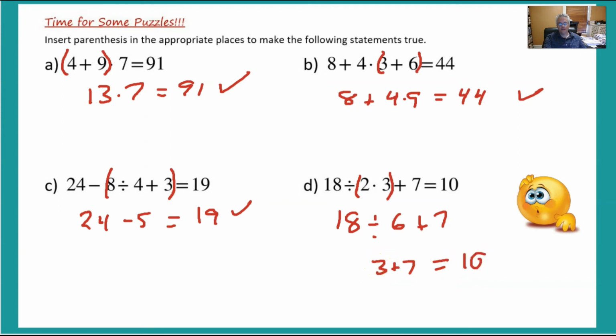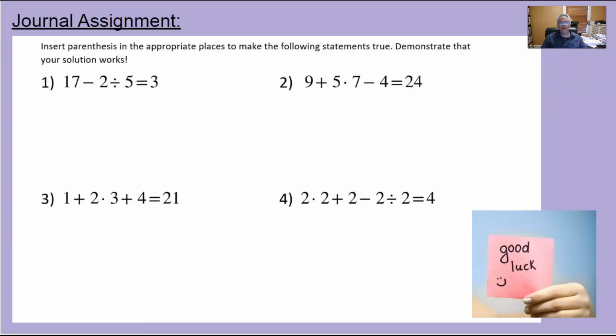So that's why these are kind of challenging and kind of fun. You've got to play around with it, but once you get it to work, it feels very good. Here's your journal assignment. Give these puzzles a try, especially that last one. It's all 2's on the left side. See if you can get it to work with some parentheses.